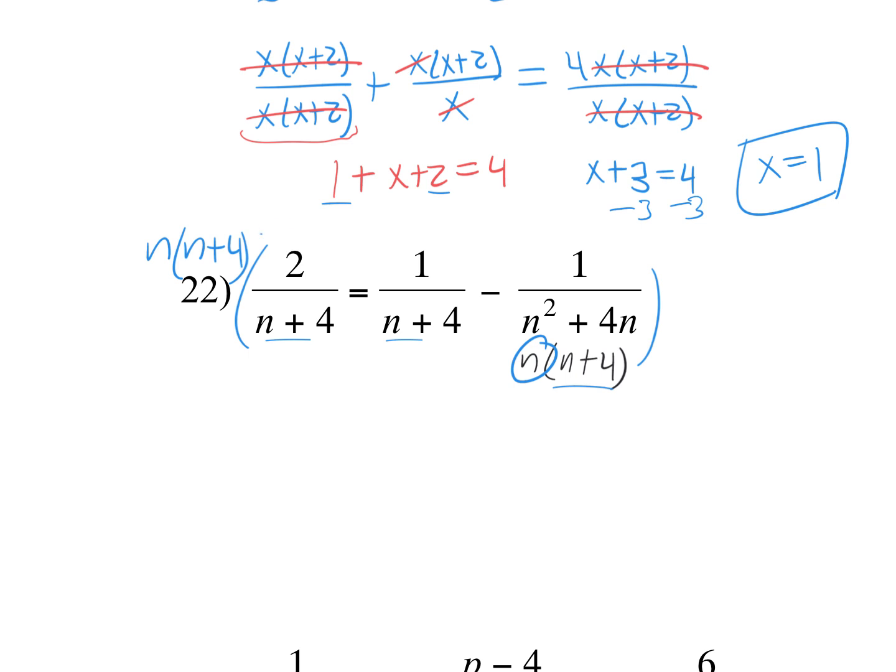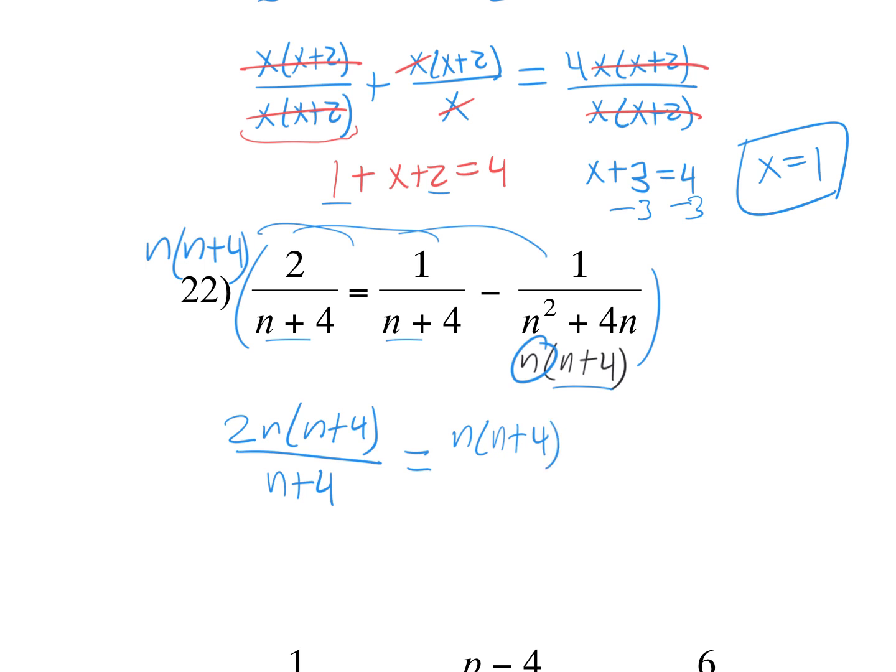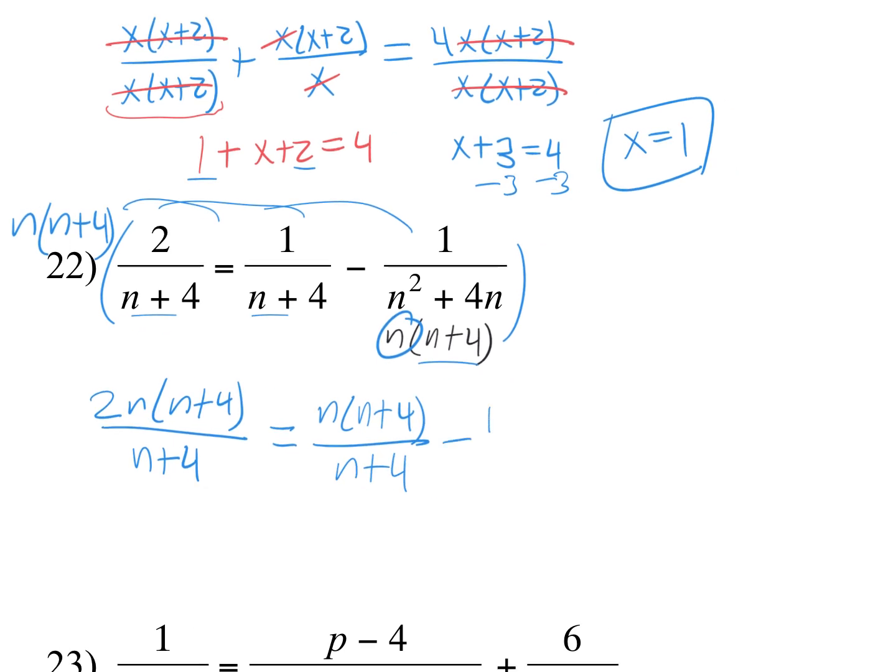All right, and so just like before, let's distribute the n times n plus 4. All right, and then we get 2 times n plus 4 over n plus 4, and this equals 1 times anything is itself, so n times n plus 4 over n plus 4, and then minus, again, 1 times anything is itself, we can write n times n plus 4, and then on the bottom, I'm going to write the factored expression, so n times n plus 4. That's the same as this n squared plus 4n.